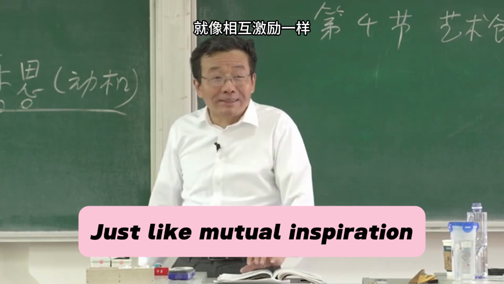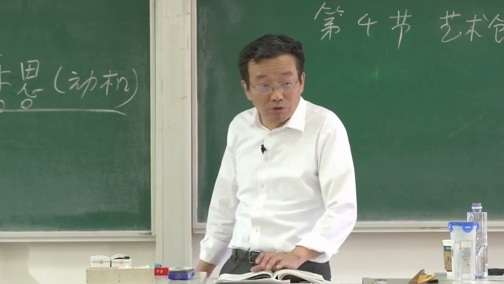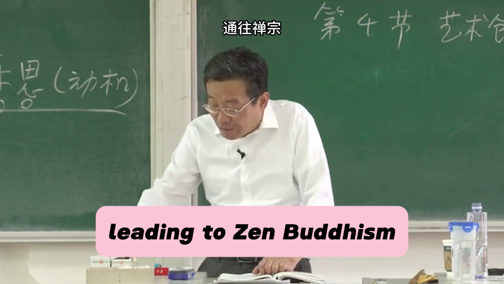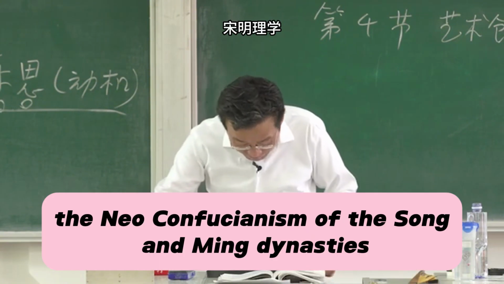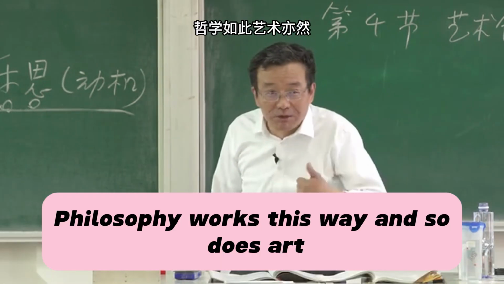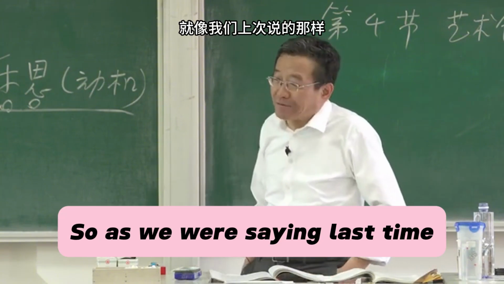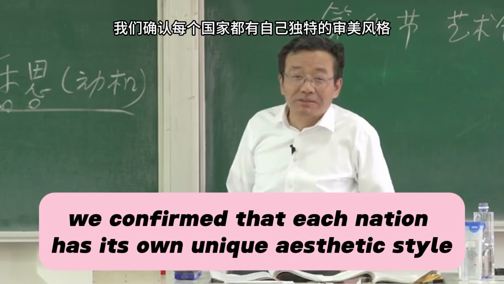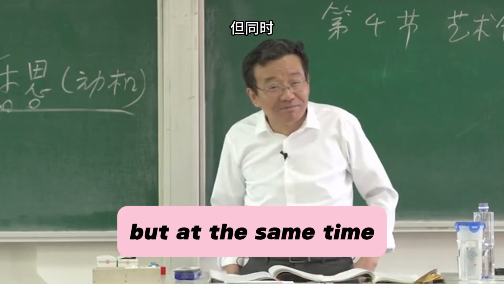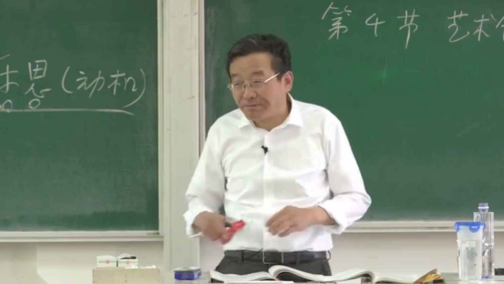Just like mutual inspiration happens in the fields of philosophical and religious thought. The ideas of Buddha inspired Chinese thought, leading to Zen Buddhism, and later the Neo-Confucianism of the Song and Ming dynasties. Philosophy works this way, and so does art. So, as we were saying last time, we confirmed that each nation has its own unique aesthetic style, but at the same time, we also acknowledged that art is a universal language.